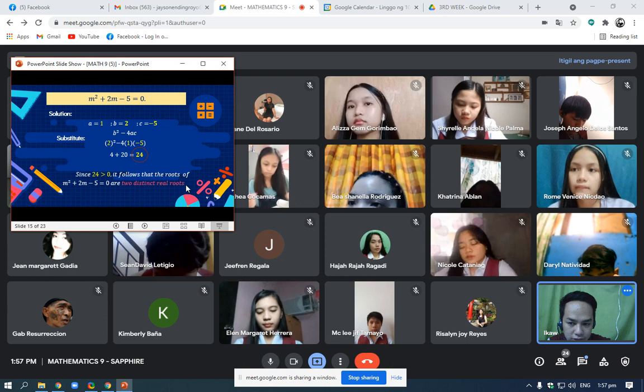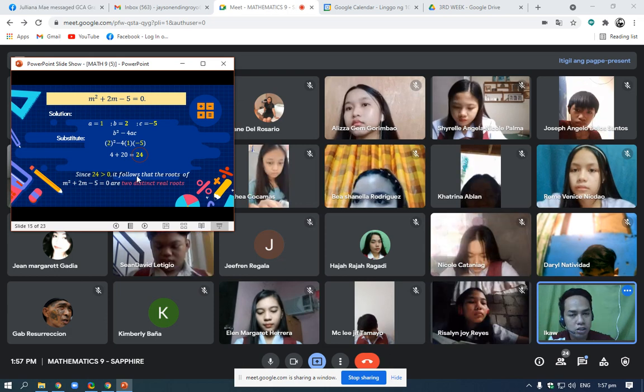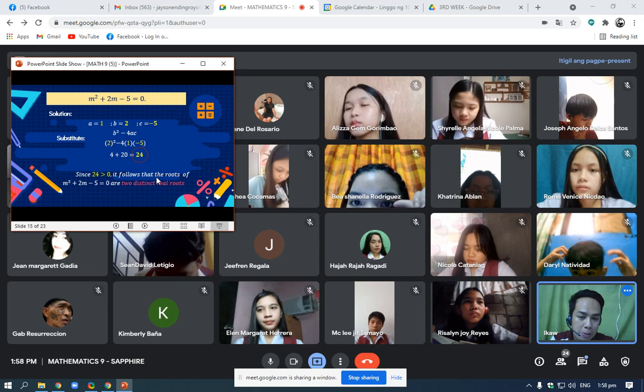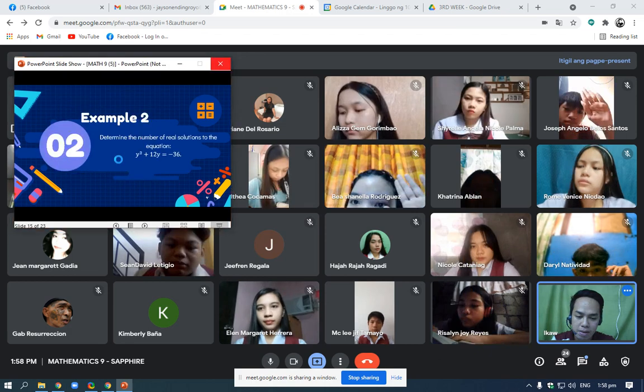Tatandaan ninyo, kapag greater than 0 ang discriminant, tandaan ninyo itong format na nasa ibaba. Yun lang din ang susundan ninyo. Ready na po sa pangalawa? Example number 2, could you please read? Pakibasa nga, Mackley Jeff.